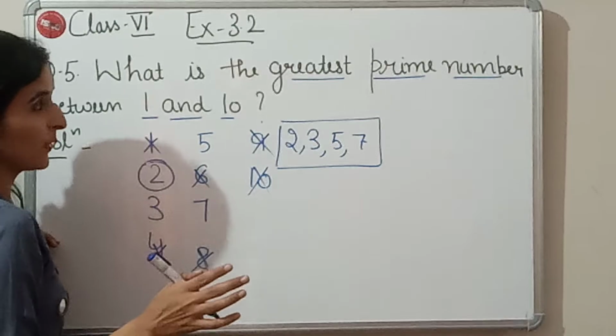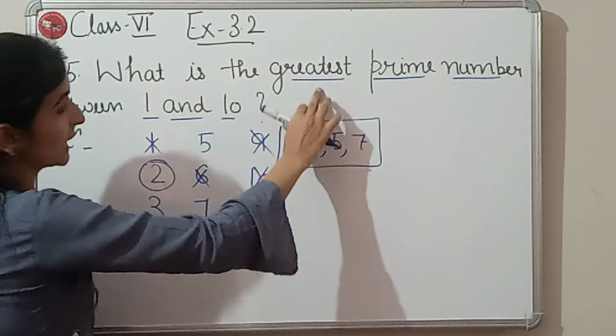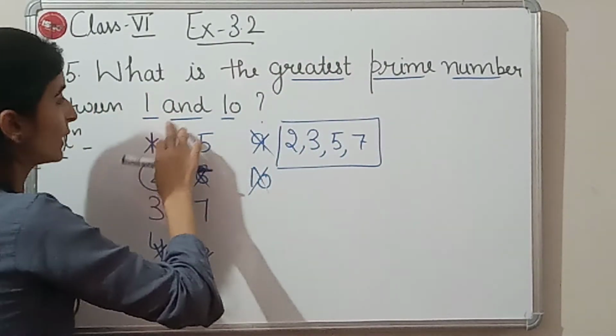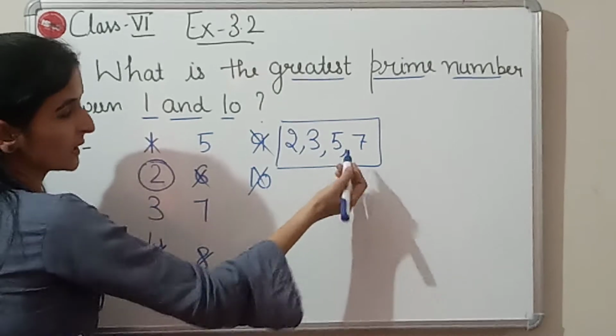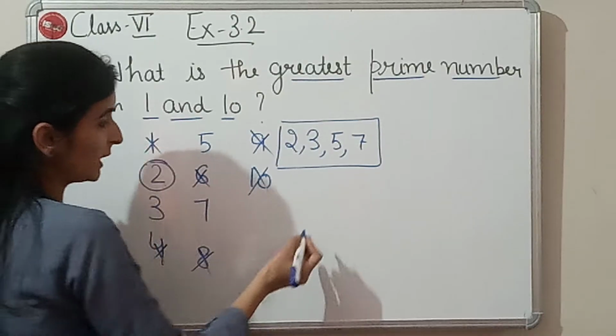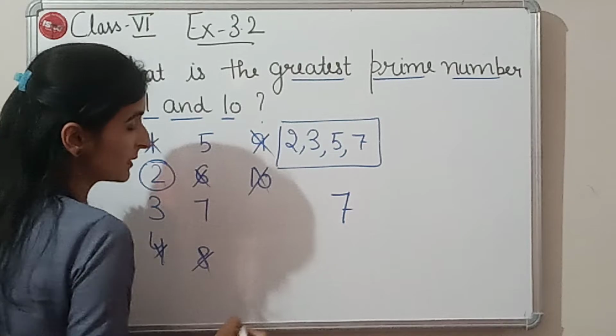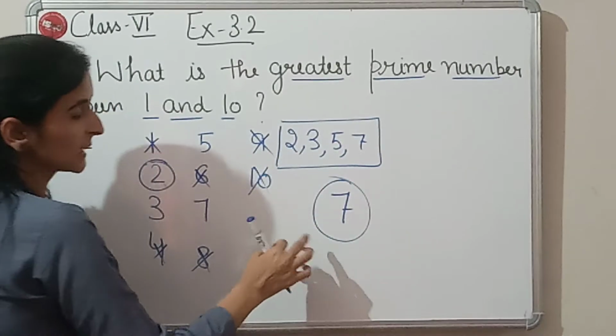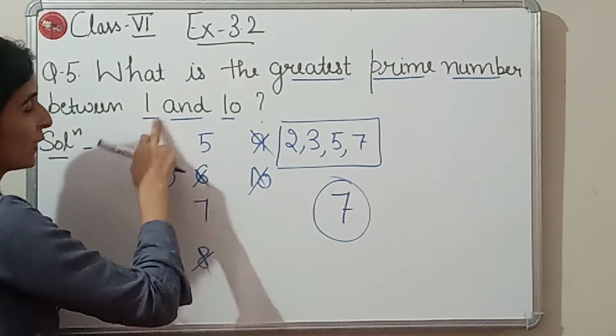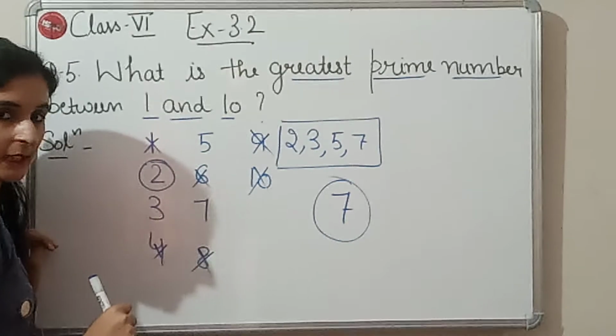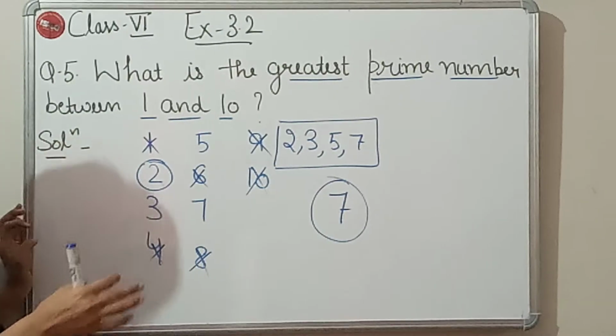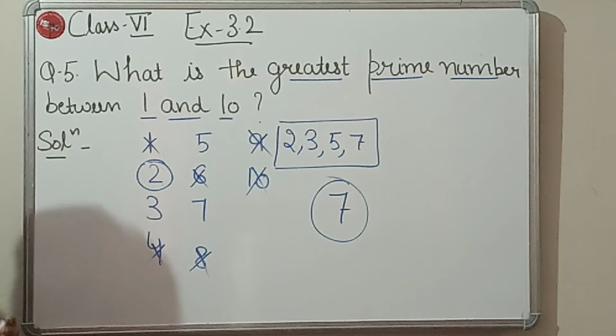Now what we have to find out? We have to find out the greatest prime number between 1 and 10. Now which one is the greatest prime number here? So the greatest prime number is 7. So 7 is the greatest prime number between 1 and 10. Clear? So this was the solution of question number 5. Let's move to the next question, children.